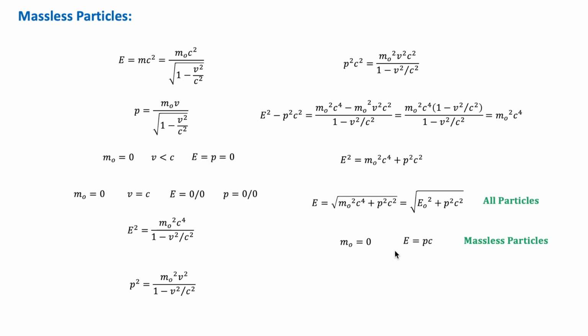So relativistic mechanics does not exclude the possibility of massless particles, as we said, provided that the speed is equal to that of light and E is equal to pc. And two kinds of massless particles, the photon and the neutrino, have been discovered.